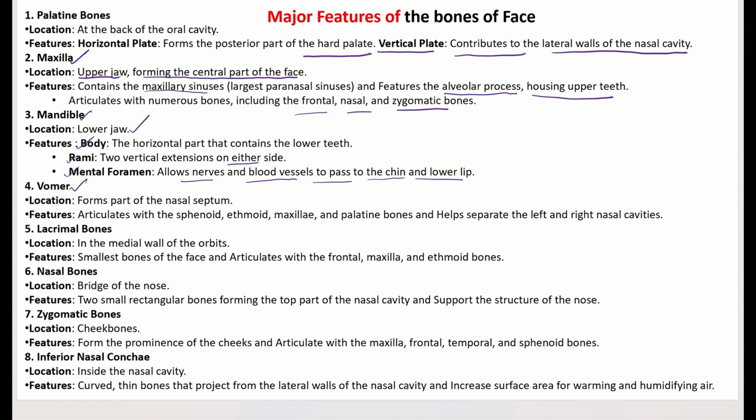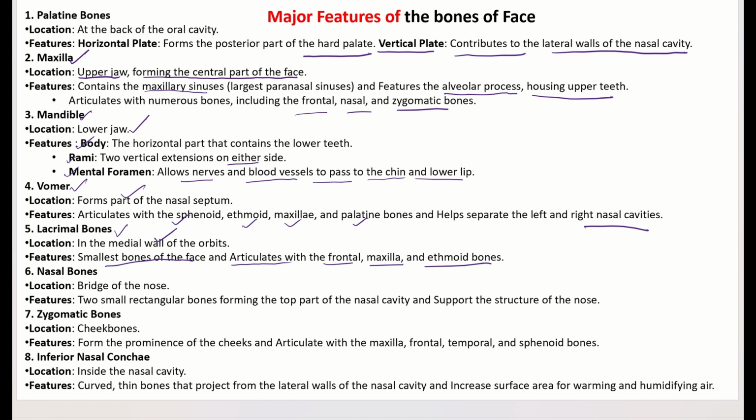Then the fourth bone is the vomer. It forms part of the nasal septum, and it articulates with the sphenoid, ethmoid, maxilla, and palatine bone and helps separate the left and right nasal cavities. The fifth bone is the lacrimal bone, and it is in the medial wall of the orbits, and it is the smallest bone of the face, and articulates with the frontal, maxilla, and ethmoid bone.